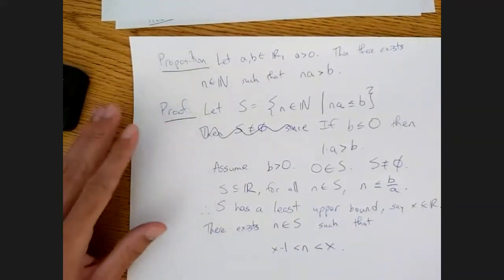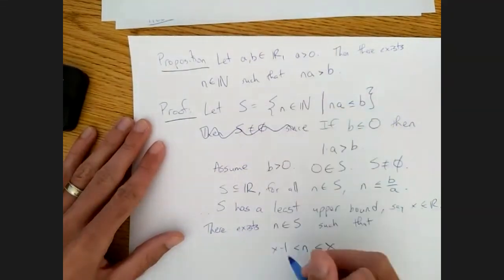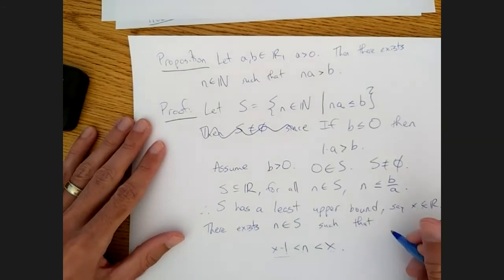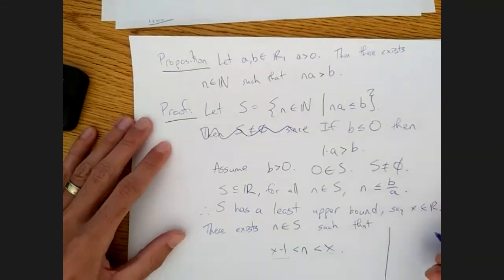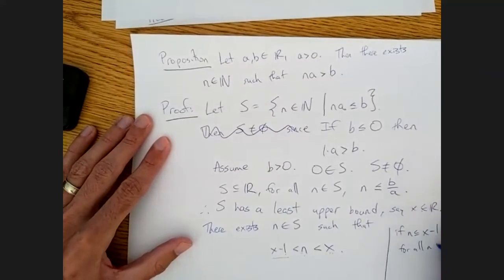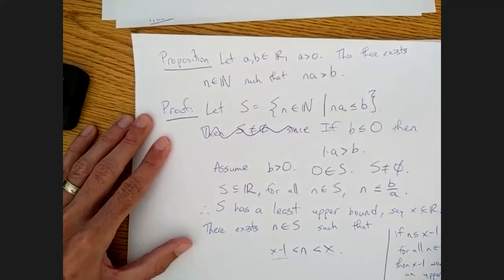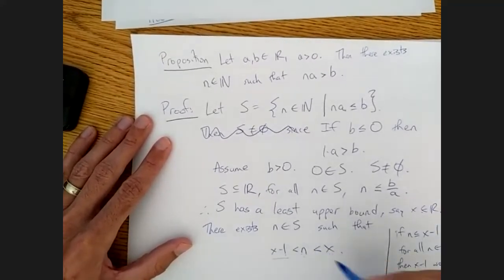Okay, why is that? Well, it's because X minus 1 is strictly less than the least upper bound, so it's not the least upper bound. If there is no element of S bigger than X minus one, then that would be an upper bound for S. Let's explain that. If N were less than or equal to X minus one for all N, then X minus one would be an upper bound for S, and it's not, because X is the least upper bound.